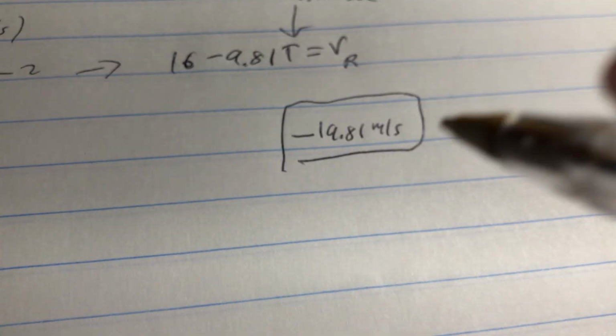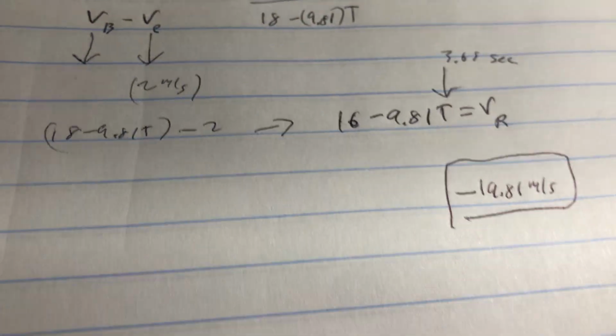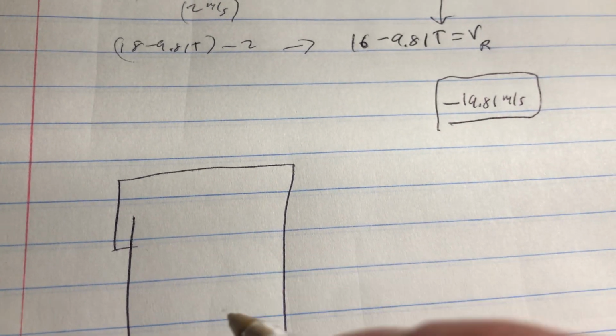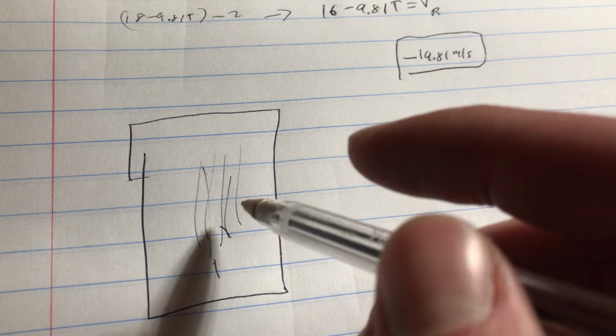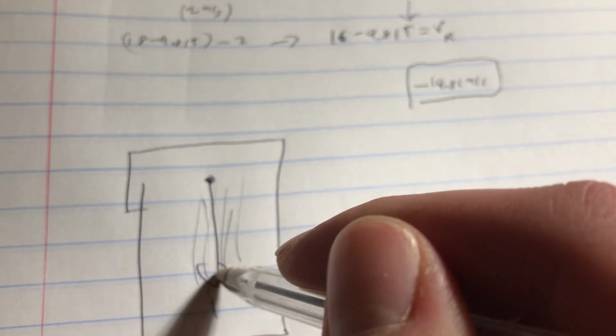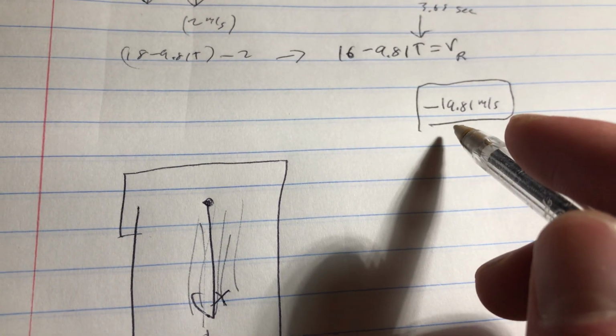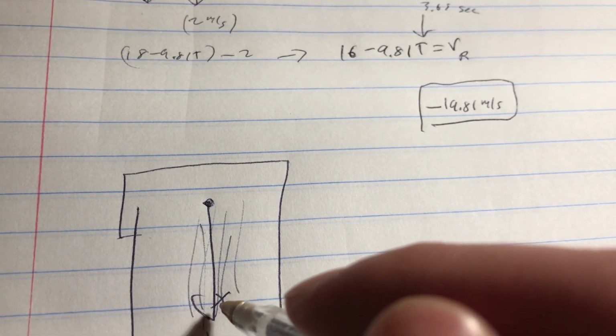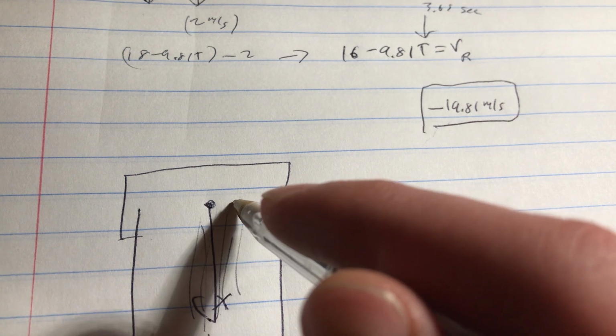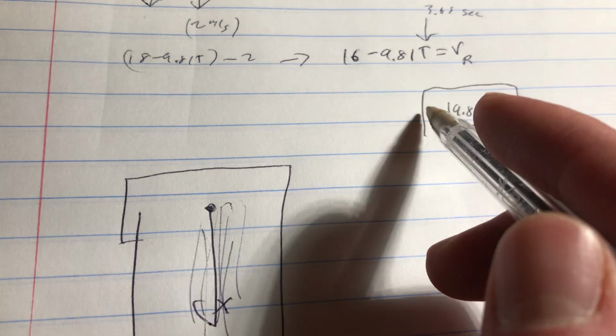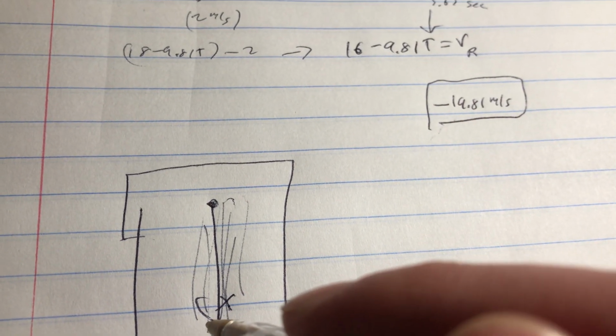Negative. What does that mean? That means that if I'm in an elevator and I'm looking out of the elevator, I see the wall passing through like that. This is the door of the elevator. I'm looking out. That means that I see a ball go down at negative 19.81 meters per second. That's what that negative means: that it's relatively going down at that speed.